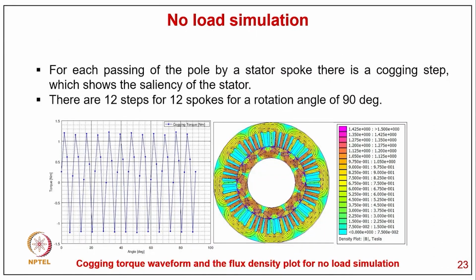And here, typically for each step, for each passing of the pole by a stator spoke, there is a cogging step, which shows the saliency of the stator. There are 12 steps for 12 stator spokes for a rotation of angle 90 degree, as you can see in the figure, the plot of cogging torque waveform and the flux density plot of no load condition.